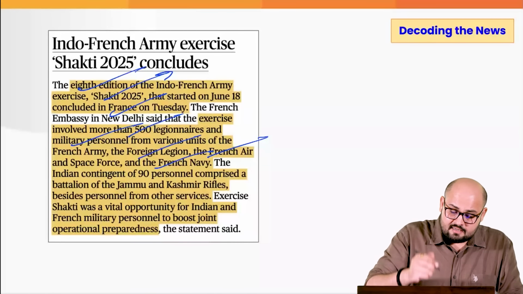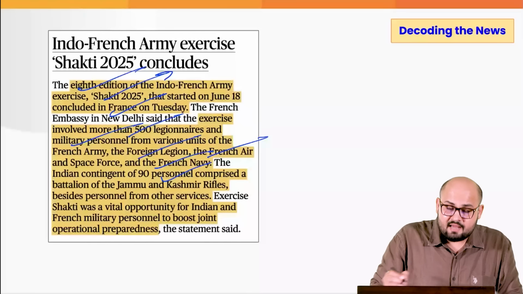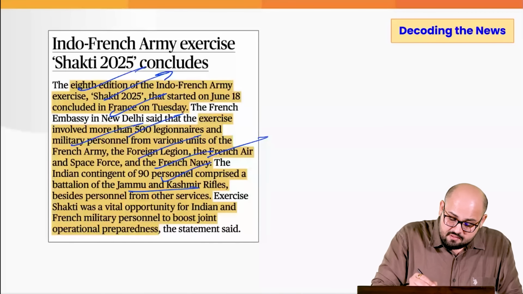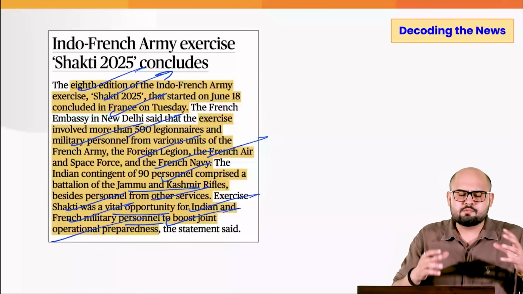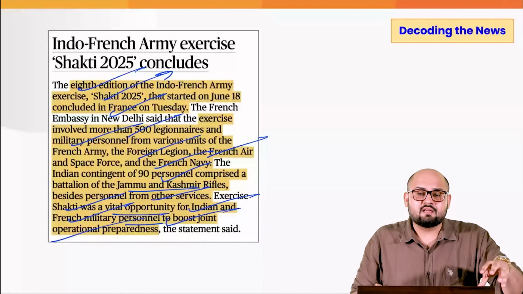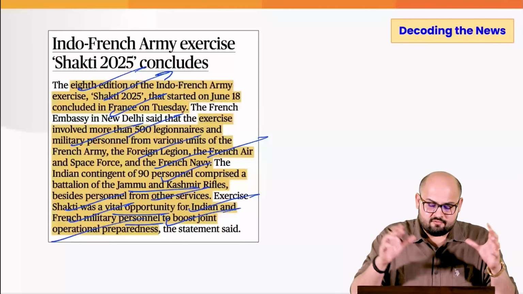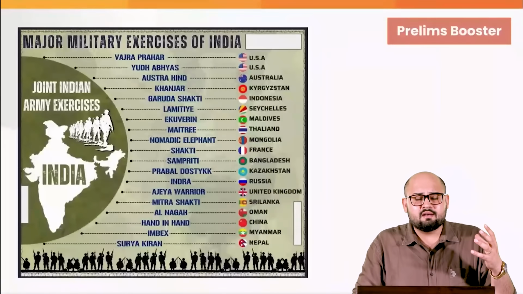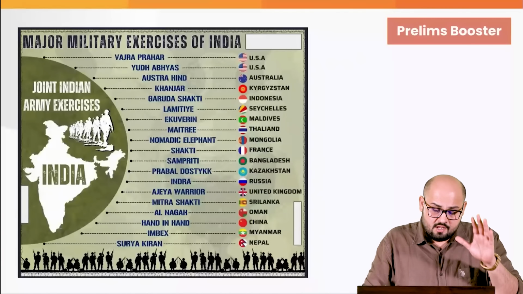The Indian contingent of 90 personnel comprised a battalion of J&K Rifles, right? Besides personnel from the other services, Shakti was a vital opportunity for the Indian and French military personnel to boost joint operational preparedness, to come up with those practices which provide joint preparedness in case a particular serious situation comes, and how to operate in a conducive manner. Now, there are different military exercises and many times questions have been asked in the examination, so do remember.